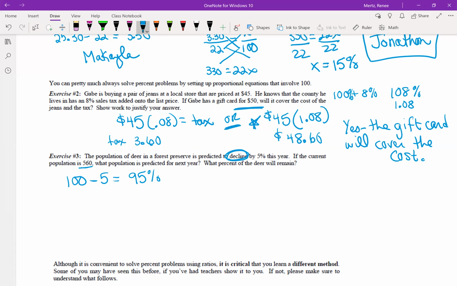So we could set it up as a proportion. So we could do the total out of 560 equals 95 over 100. Or you could do 0.95 times 560. Your choice. Cross multiply, solve for x, or multiply it this way. There's also, you could have figured out what 5% of the population was and then subtracted it. So quite a few options. Are you getting 532?